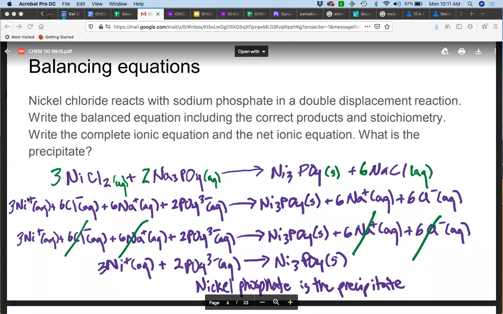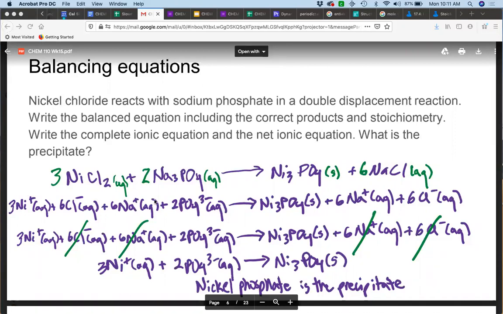Okay, so let's talk a little bit about writing the complete ionic equations and net ionic equations. If I'm thinking about how I write the complete ionic equation, that's where everything gets separated out as aqueous ions. So in this case, I have 3 Ni2+, 6 chloride, 6 sodium plus. Notice the charges are really important here. That's something I'm going to be looking for when you're writing these out.